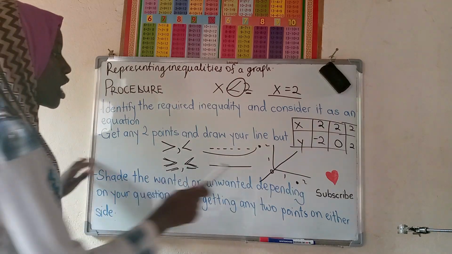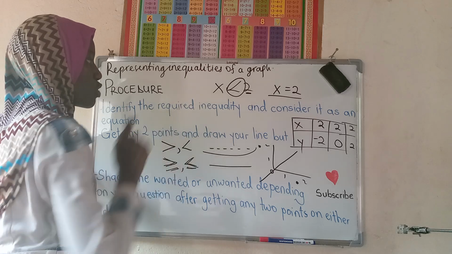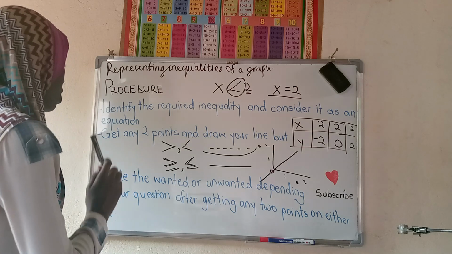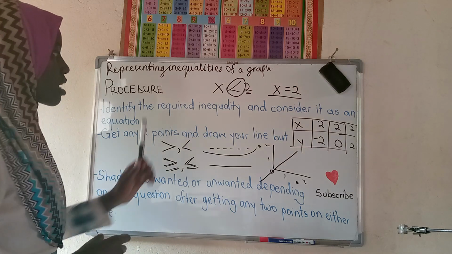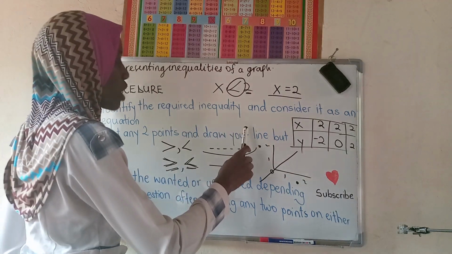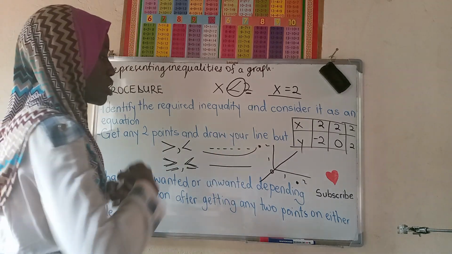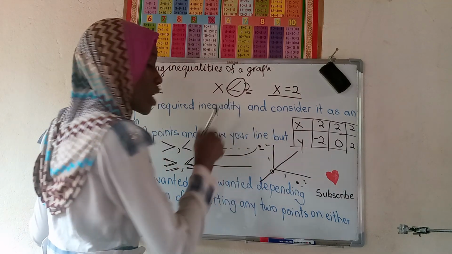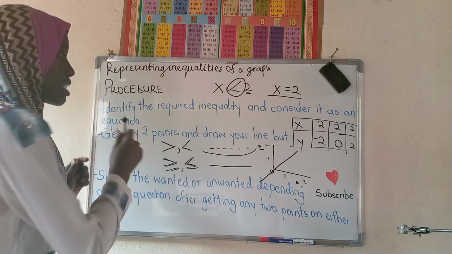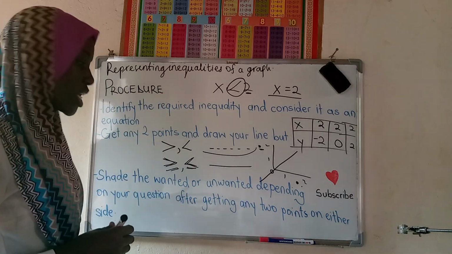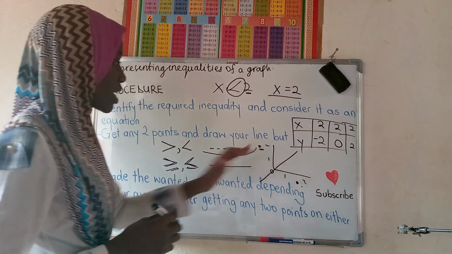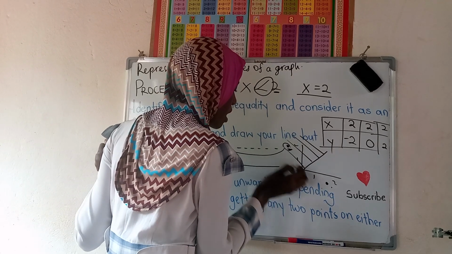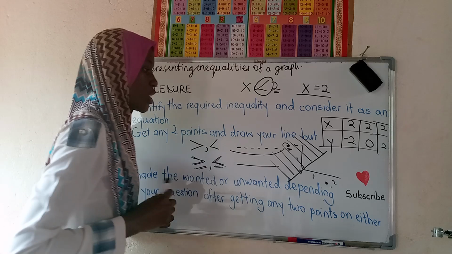After getting those points, you're going to put them into the equation of your line to see which one satisfies the equation according to the question. If the question says identify the inequality and shade the unwanted region, it means you're going to shade the region that does not satisfy the equation. But if it wants the wanted region, it means you shade the region that satisfies the inequality. So after finding out, for example, it's this point, you come and shade it like that, and that is how you plot your inequalities on a graph.